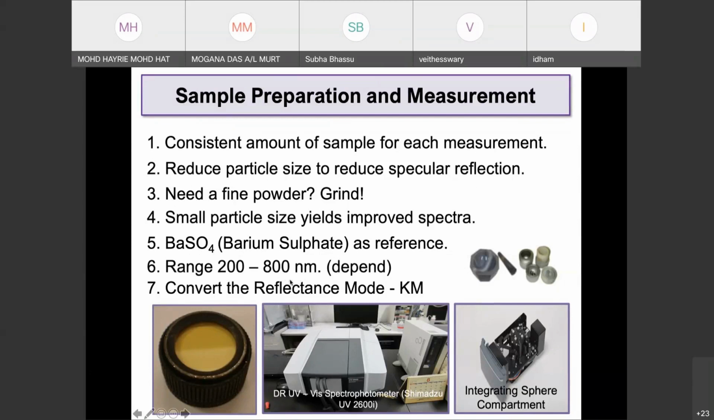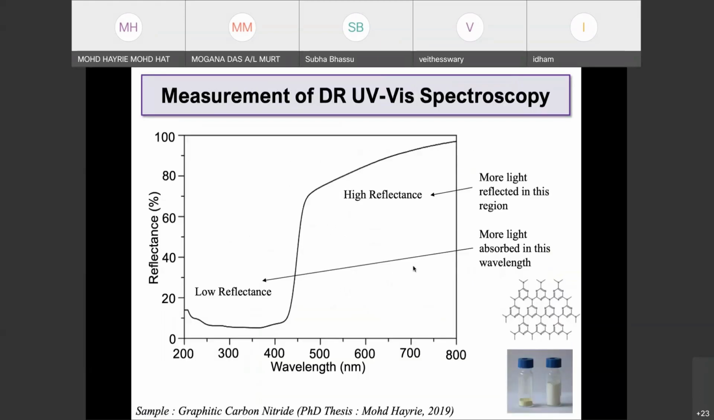The raw data that you will be getting is in reflectance mode. Then you need to convert it to the KM, which stands for the Kubelka-Munk function, which I will talk about later. Here is, for example, the raw DRUV-vis spectra. This is reflectance. This is the sample of carbon nitride. You can see that this one is low reflectance, which means that the carbon nitride absorbs much in this region compared to this wavelength region. High reflectance means that the sample did not absorb much in this region.